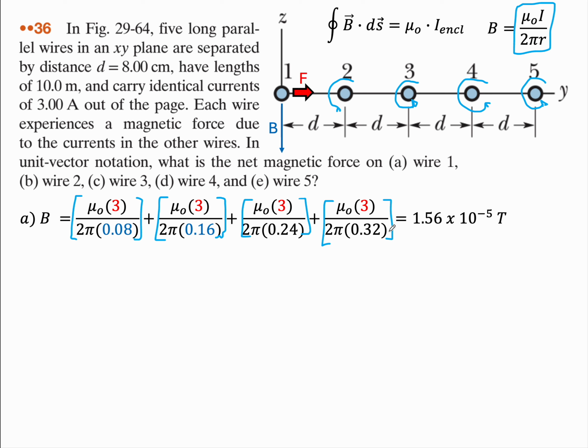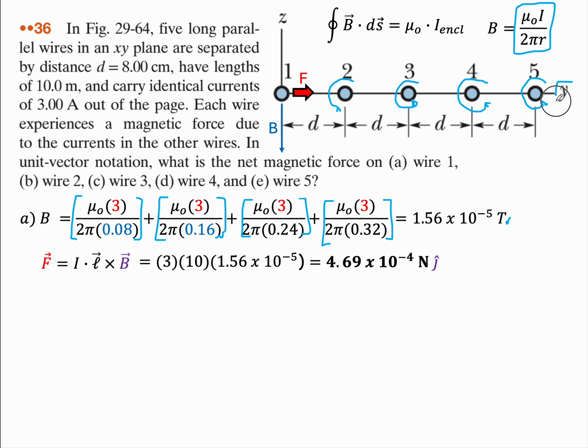Well, there's the force vector finally. We're going to use IL cross B. The current in wire 1 is 3 amps, its length is 10 meters, and the magnetic field at its position is the answer we just got up here. Plugging that in, we'll discover the force on wire 1 is 4.69 times 10 to the minus 4 newtons. And since it's pointing in the positive y direction, and they wanted this in unit vector notation, we'll add a little j hat at the end of this.